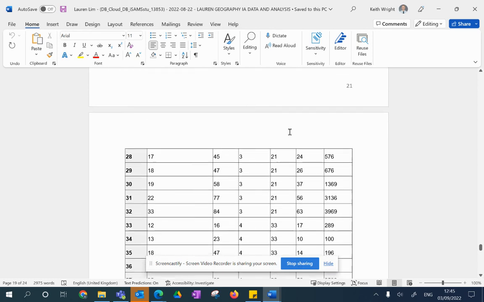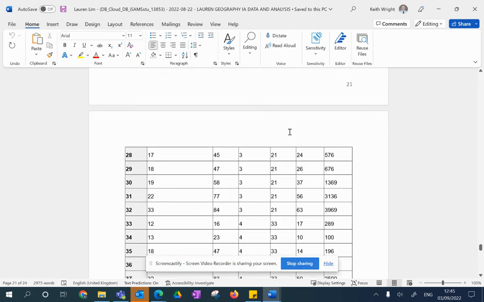Okay, so a bit of juggling around. Make sure it's all neat. Make sure it's all clear. Do look at that methodology, and then put your conclusion, your evaluation in, and then we can look at it again once it's all finished.